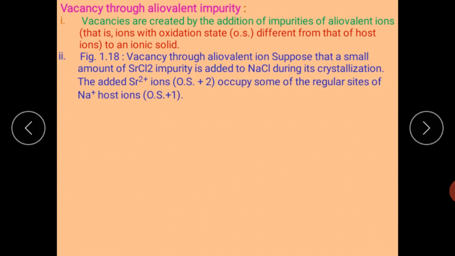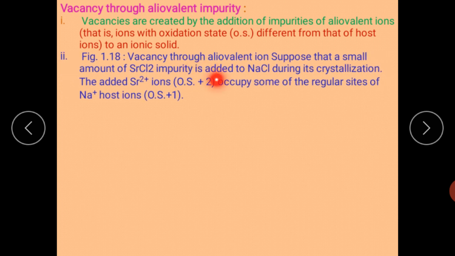For example, vacancy through aliovalent ions: suppose a small amount of strontium dichloride, SrCl2, impurity is added to NaCl during crystallization. The added Sr2+ ions, with oxidation state +2, occupy some of the regular sites of the Na+ host ions, whose oxidation state is +1.